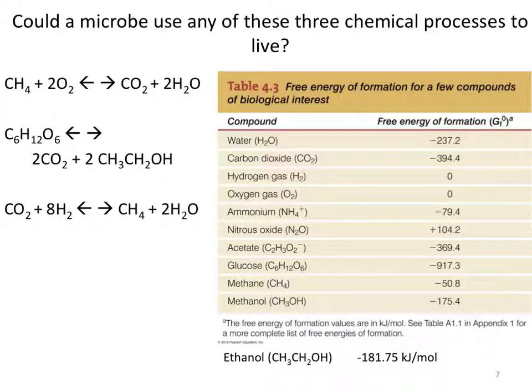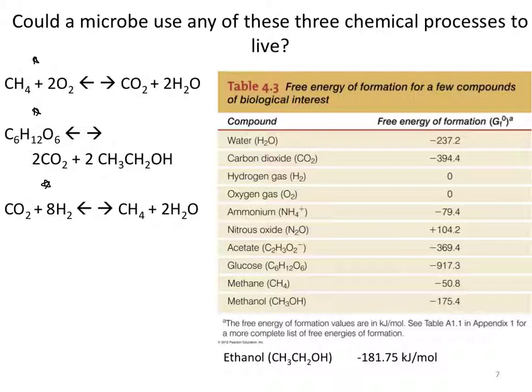As homework that we will take up in class, I would like you to solve these problems using the methods that I demonstrated on the slide in the previous lecture. So you're asking the question, could a microbe use any of these 3 chemical processes to live? And by 3 processes, I mean the processes shown over on the right. Okay, so here, here, and here. Check to see if the chemical reactions are balanced, and if so, then calculate the delta G for each of those chemical reactions using the energies of formation found in the table shown here on the slide. Please do that for homework.